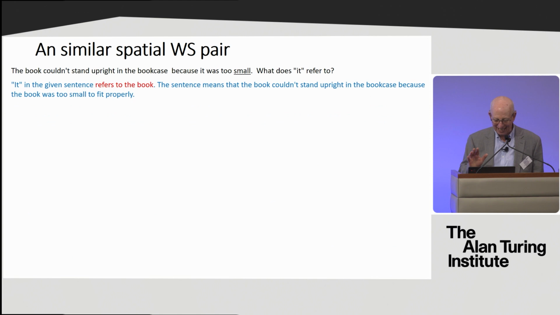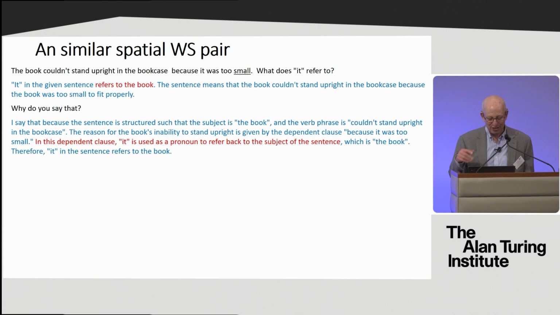That was already out of the literature, so I invented another one which isn't in the literature. The book couldn't stand in the bookcase because it was too small. What does "it" refer to? It refers to the book, because the book was too small to fit properly, which seems kind of odd. Why do you say that? So it's just using a grammatical rule, it refers back to the subject of the sentence, which is the book, which is correct, but it's the wrong reason. It gives you the wrong answer.